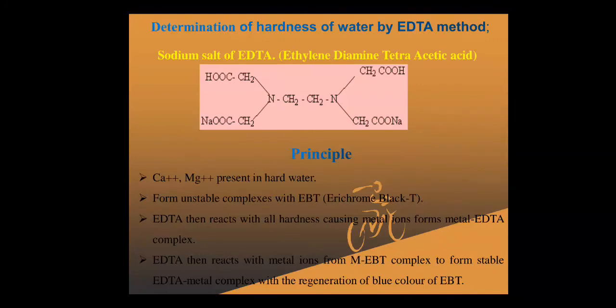What is this EDTA? EDTA is ethylene diamine tetraacetic acid. In the structure of ethylene diamine tetraacetic acid, there are two CH2, that is the ethylene group. Diamine means 2 times amine N, and tetra means 4 times acetic acid group, as shown here. So that is the structure of the sodium salt of EDTA.